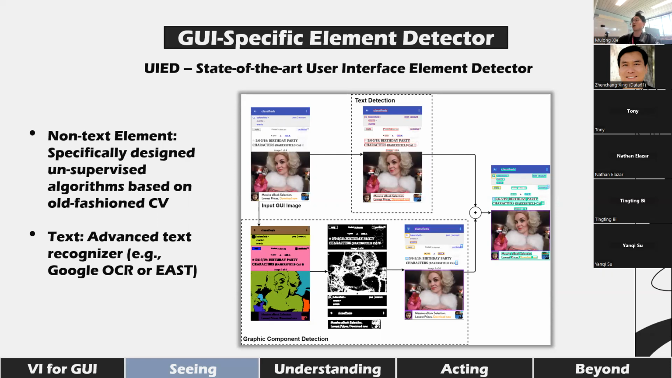So overall, UIED adopts a divide and conquer strategy, which means it first detects the non-text elements through specifically designed algorithms based on old-fashioned pixel level analysis. It also detects the text using an advanced text recognizer, such as Google OCR or EAST. And finally it merges the results from those two stages.